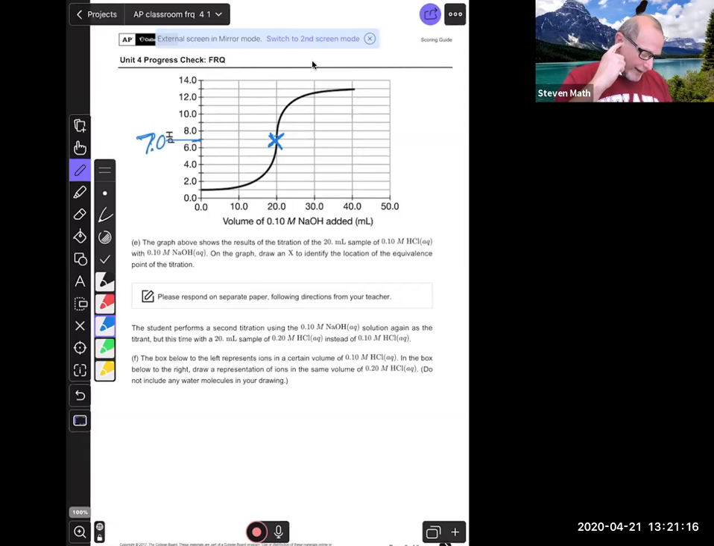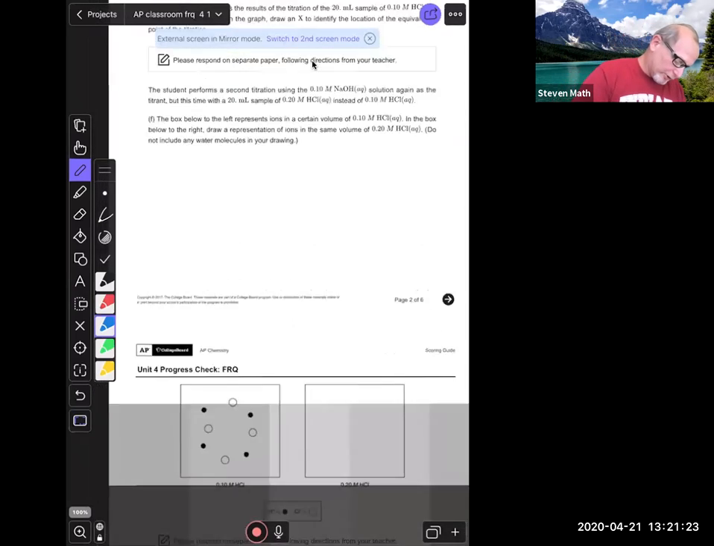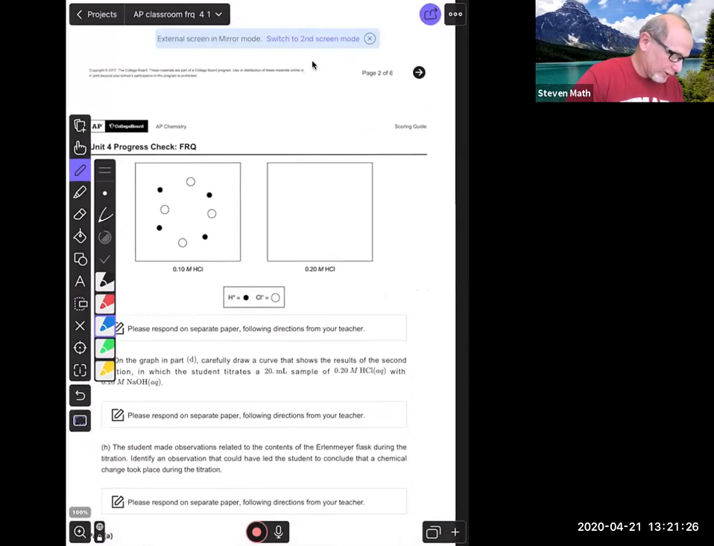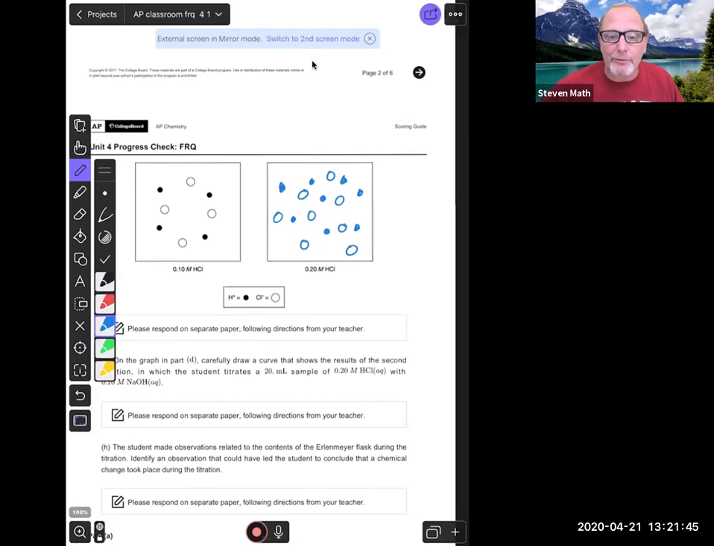Right? In the box below, to the left represents ions of a certain volume of HCl. In the box to the right, draw a representation if you doubled your concentration. Still okay. Double it up. Okay. 1, 2, 3, 4, 5, 6, 7, 8. Okay. 1, 2, 3, 4, 5, 6, 7. I don't know. Doesn't seem like there's much chemistry there. Looks like artwork to me. Okay, I think this is really very easy.